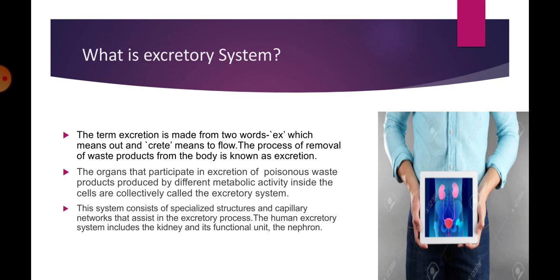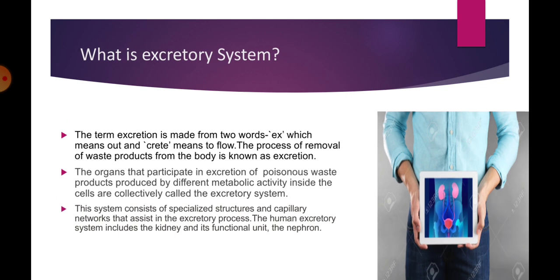excretory system. This system consists of specialized structures that we usually call organs and capillary networks, including our veins and our arteries. These capillary networks assist in the excretory processes. The human excretory system includes the kidney and its functional unit, the nephron.